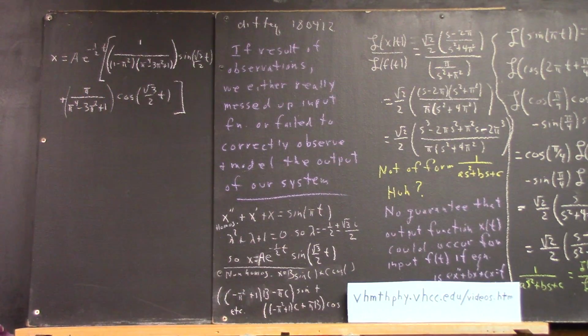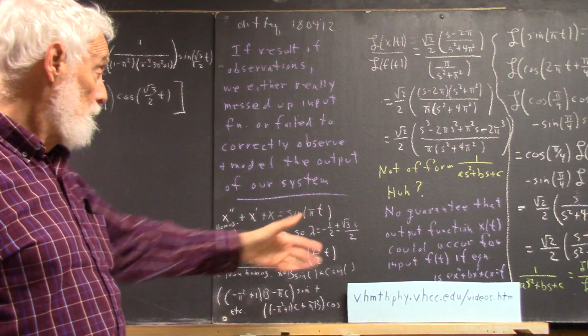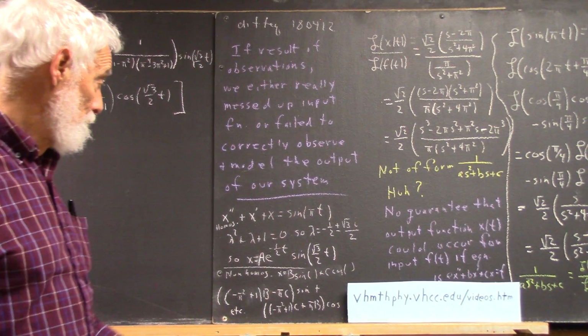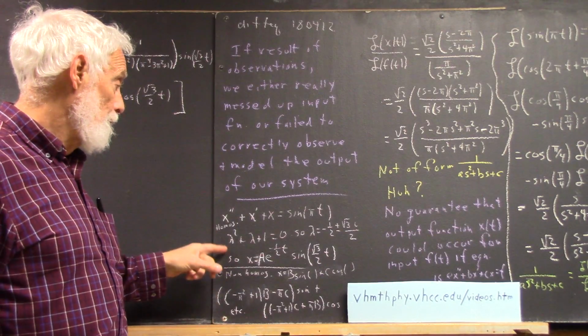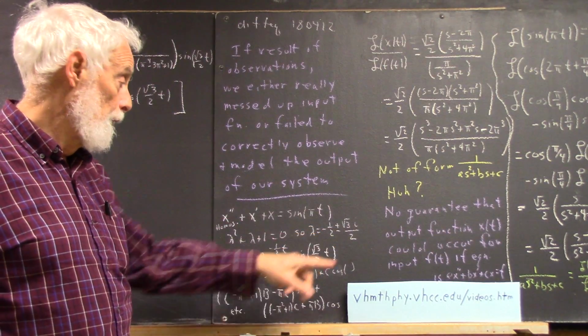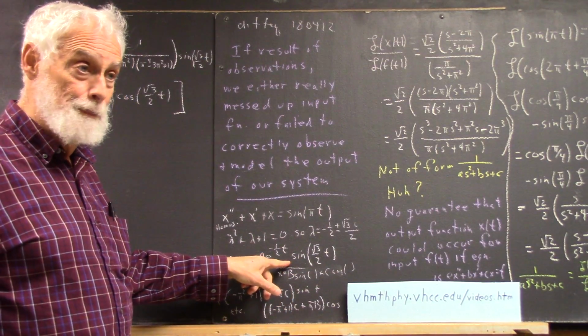You don't know what your system's going to be. You get anything, so it could well be something this complicated. So let's just look at it. Okay, you solve the homogeneous equation. That's straightforward. You get your characteristic equation, you get your lambda, you write down your solution.